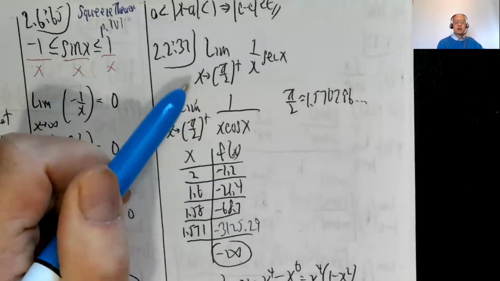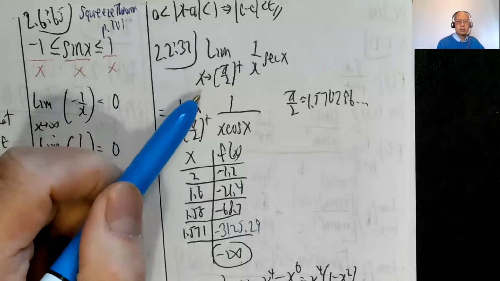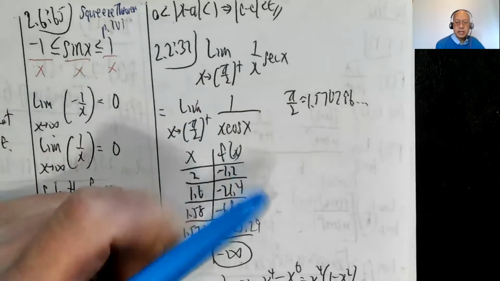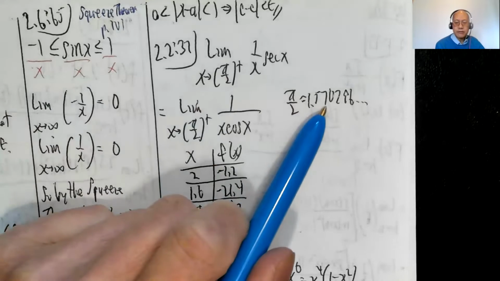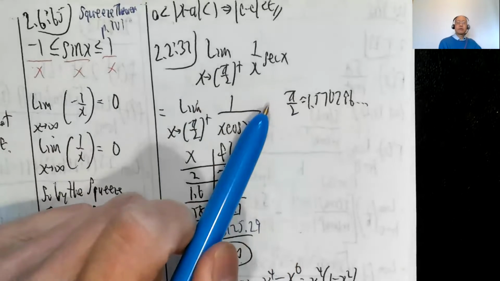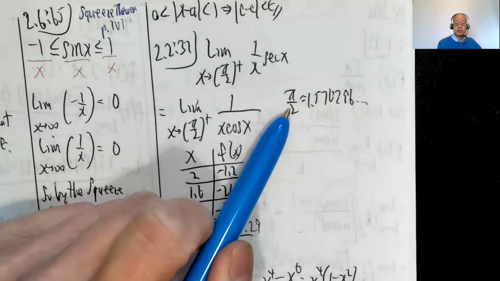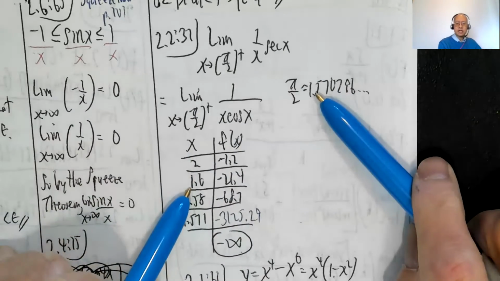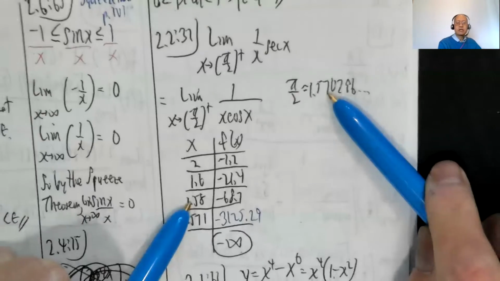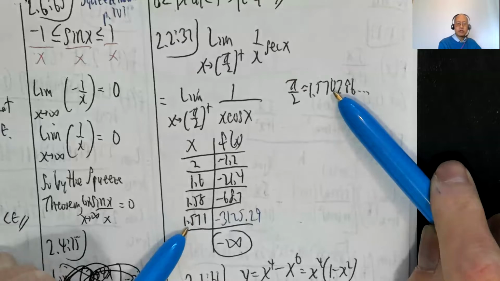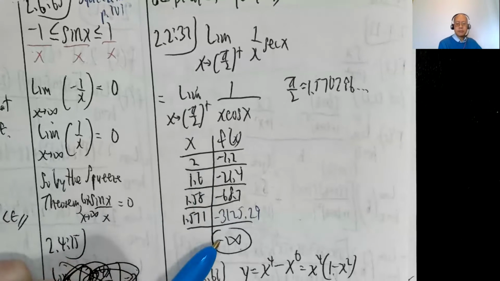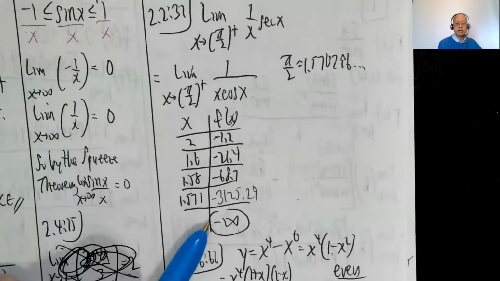2.237. Limit as x approaches pi over 2 from the right, 1 over x cosine x. So pi over 2 is 1.5702. So you want, coming from the right, numbers that are larger than pi over 2. So 2, 1.6 to the 10th, 1.58 to the 100th, 1.571 to the thousandth, and so on. You can see from the regression that the numbers get bigger and bigger negative, so negative infinity is the limit.